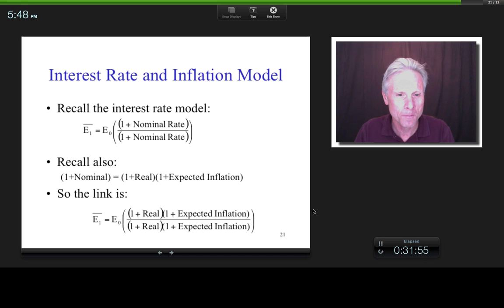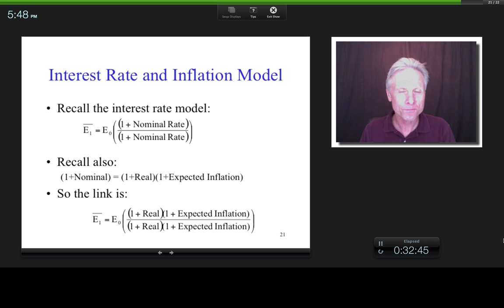So here it is. There's the substitution, right? And so we assumed that the real rate was what? Different or the same among countries with the interest rate model? Assumed it was the same, right? So if the real rate is the same, then do these cancel, 1 plus real? They do, right? And when they cancel, I'm left with the expected exchange rate is E0 times 1 plus expected inflation over 1 plus expected inflation. And that was the exact equation that we came up with in the inflation model. And so this illustrates mathematically how they're one and the same, which makes sense. Conceptually, there's no difference whatsoever in the logic.